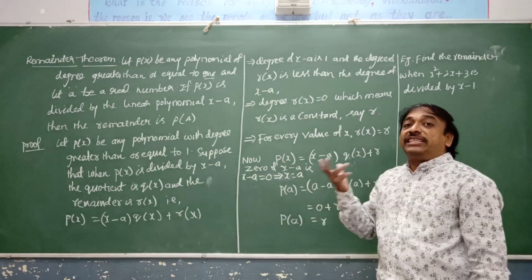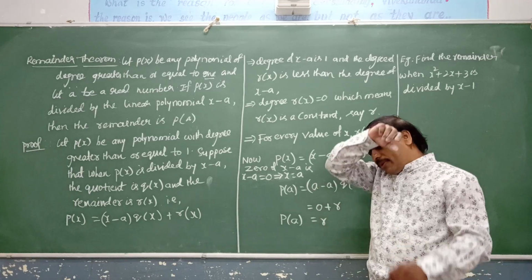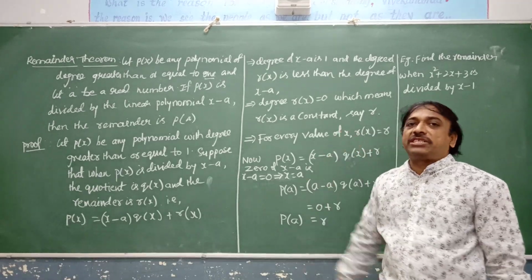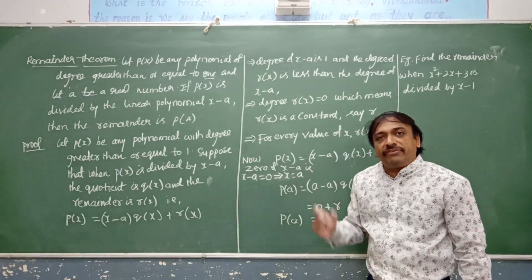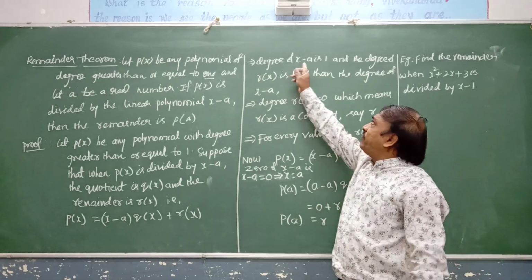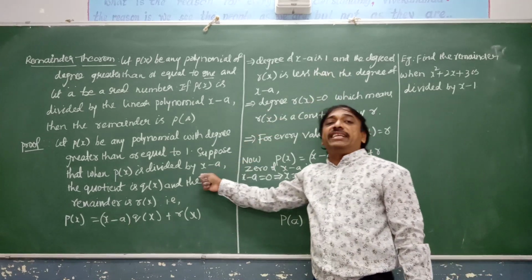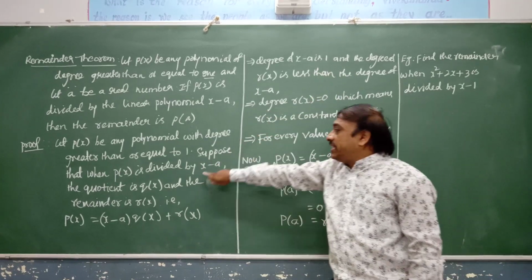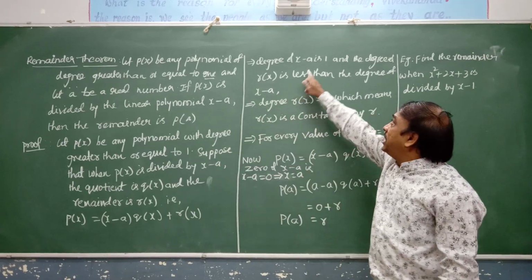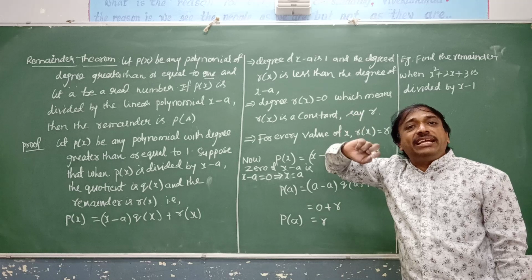Now we see the degree. Today in this session, I explained what the degrees must be for the quotient, the dividend, the divisor and the remainder. Now, the degree of x minus a is 1. Why is it 1? Because x minus a is a linear polynomial, and the degree of a linear polynomial is 1.